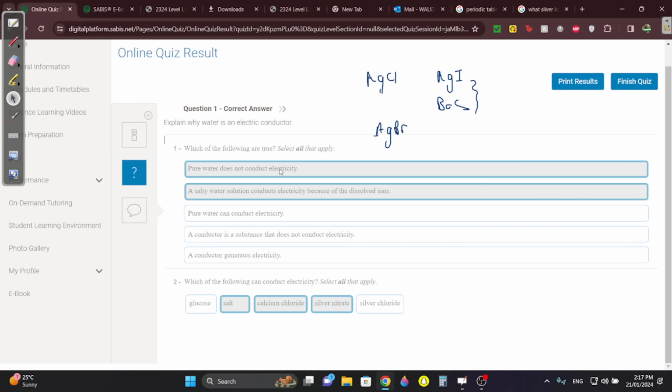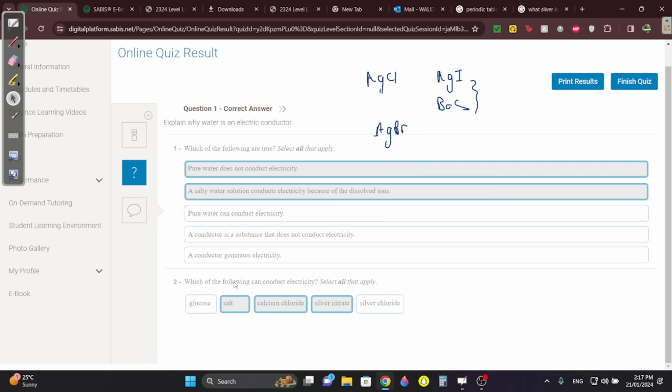Which of the following are true? Pure water does not conduct electricity. You're going to say, but no, it conducts. That's salt water, that's different. That's the water in your body. You know how we say the human body can conduct electricity because there's water in the body? That's not pure water in your body, that's water mixed with salt. And when does water conduct electricity? When you dissolve salt in it. So pure water does not conduct electricity, but a salty water solution does, because after you dissolve that salt, it splits into ions, and those ions conduct. Pure water can conduct electricity? We said no. A conductor is a substance that does not conduct? Obviously not. And a conductor generates electricity? Obviously not.